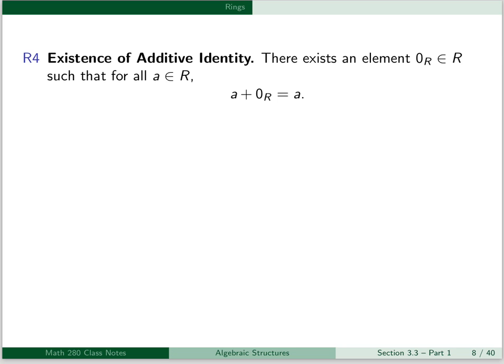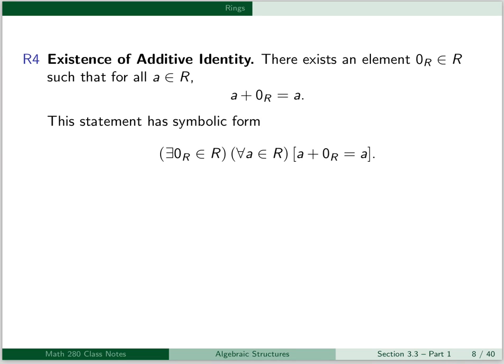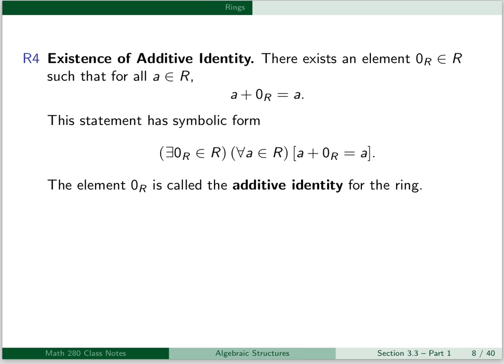And we're going to denote the additive identity by 0 sub R because it may not be 0. And this statement has symbolic form. There exists a 0 sub R in R such that for all a in R, a plus 0 sub R is equal to a. And again, the element 0 sub R is called the additive identity for the ring.